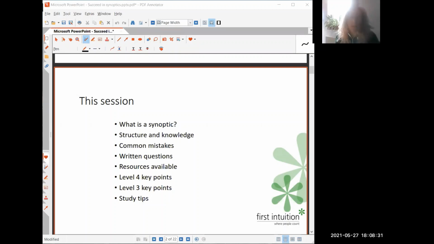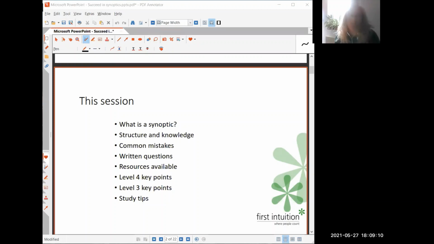We'll have a look at some written questions. So all of the synoptics at each level have an element of written response. If you're doing level 4, all of your assessments will have an element of written response. So the tips, the things that I talk about there will be relevant for all written response questions. We'll then have a look at what resources are available to support you in not just your studies, but also for preparing for that assessment. And then we'll have a look at a few key points from level 4 and from level 3, together with a few study tips.